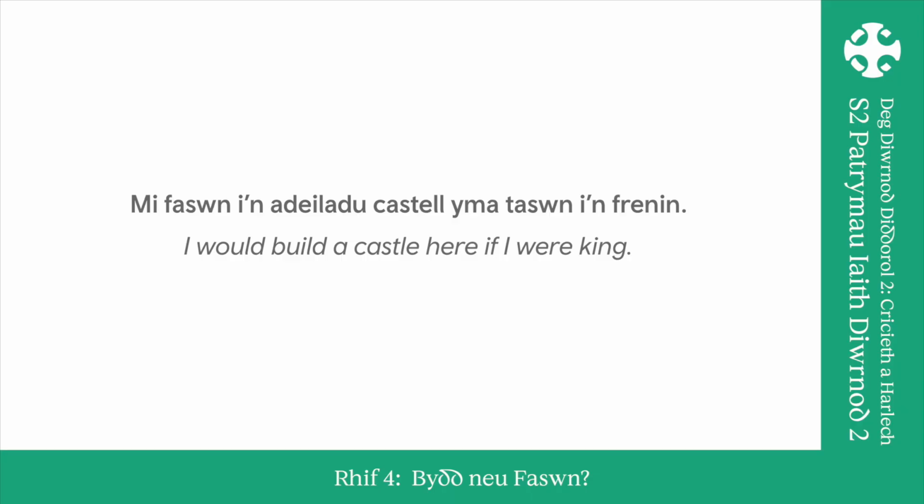Mi faswn i'n adeiladu castell yma taswn i'n frenin. I would build a castle here if I were king. This is a hope of building a castle based on a possibility that this person might become king at some point.